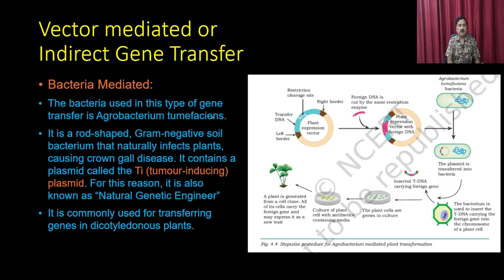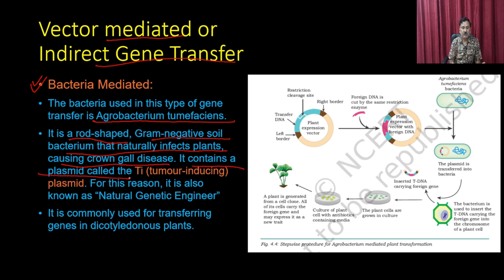So, vector mediated transfer, which is going to be bacteria mediated, right? Vector mediated or the indirect gene transfer, where you are going to use Agrobacterium tumefaciens. So, Agrobacterium tumefaciens is a rod shaped gram negative soil bacteria that naturally infects plants, causing the crown gall disease.